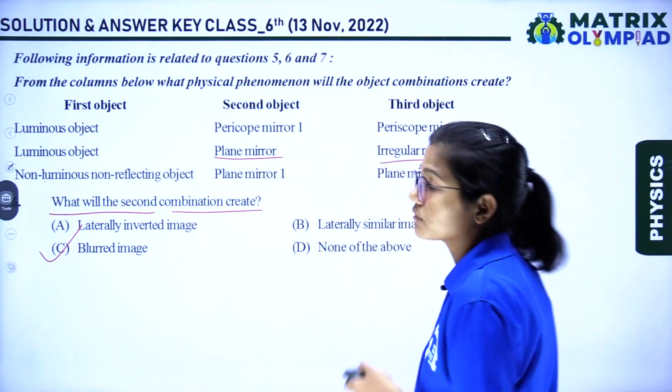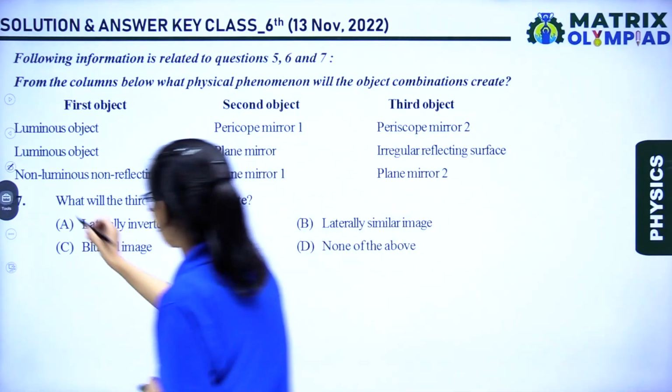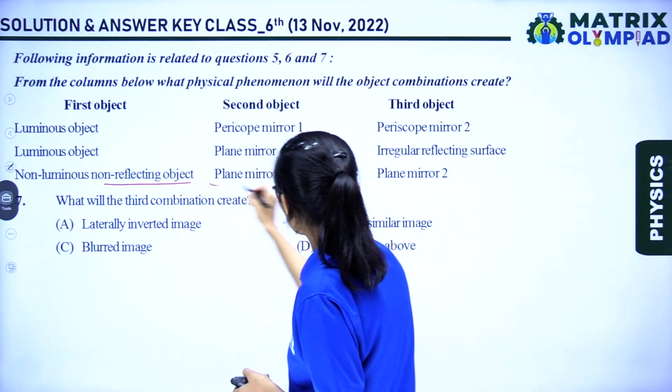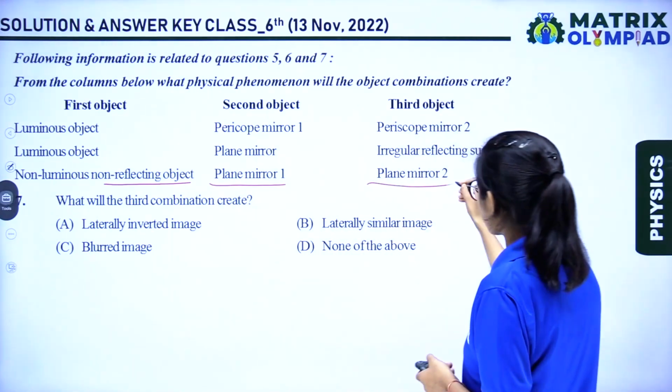Now let's come to question number 7. In question number 7, the first is a non-luminous non-reflecting object, and then the second is plane mirror first, and then the third one is plane mirror second.